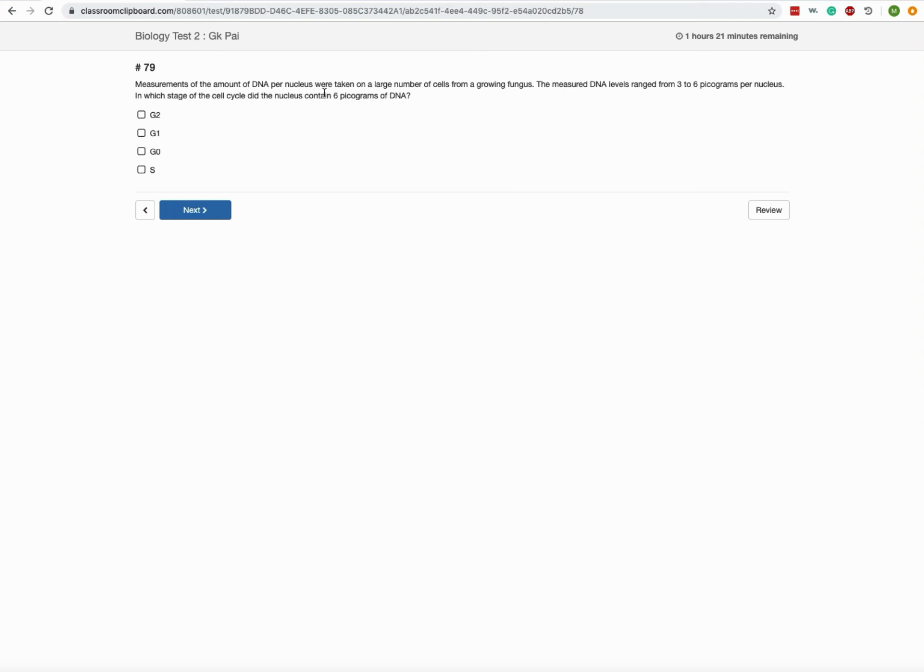Measurements of the amount of DNA per nucleus were taken on a large number of cells from a growing fungus. The measured DNA levels ranged from 3 to 6 picograms per nucleus. In which stage of the cell cycle did the nucleus contain 6 picograms of DNA? So in the G1 phase, it's going to have the least amount of DNA. During the synthesis phase, it's going to be growing its amount of DNA. In the G2 phase, it should have created all the DNA it needs for cell division. So it's going to be the G2 phase.